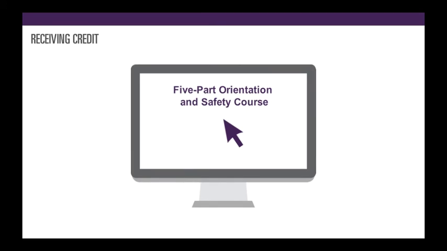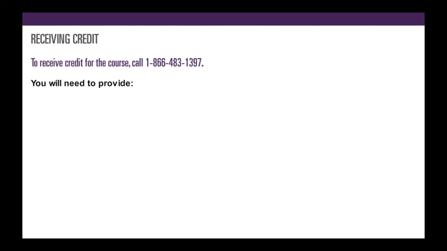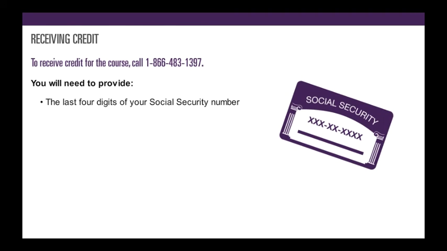Once you complete the assessment for this module, you will have completed the 5-part orientation and safety course. To receive credit for the course, call 1-866-483-1397. This is an automated phone line that allows you to let SEIU Healthcare Northwest Training Partnership know that you have completed your training. You will need to provide the last 4 digits of your Social Security number and your orientation and safety confirmation number.